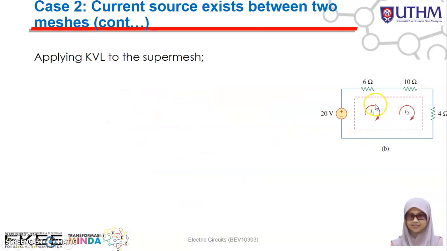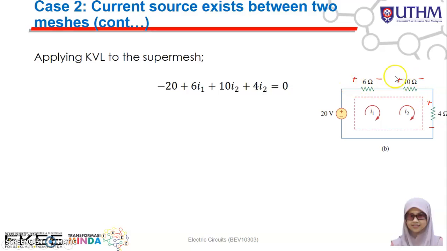So here is your super mesh, and now you need to apply KVL to it. Before you can apply KVL, you need to assign the polarity first. Here the current flows clockwise, so here you have positive, negative; here also positive, negative; and here also positive and negative. Once you assign the polarity, then you can apply KVL. You start from this point, you see the negative polarity, so you have negative 20. Plus, the voltage across the 6 ohm is equal to IR, so in this case I1: 6 I1.